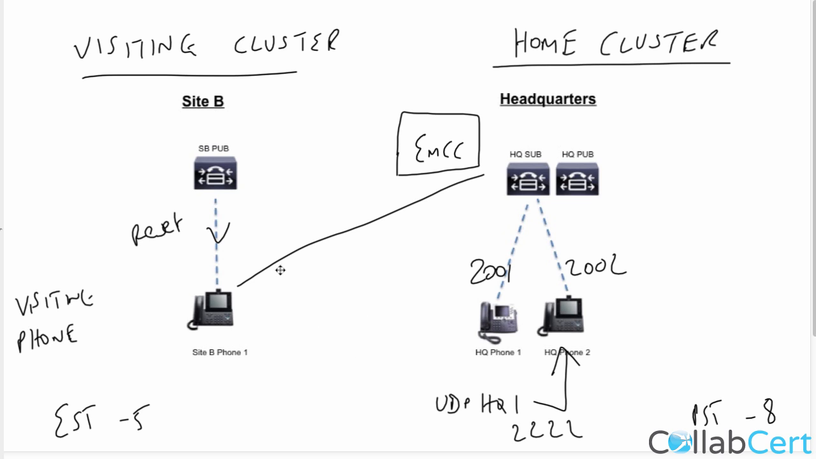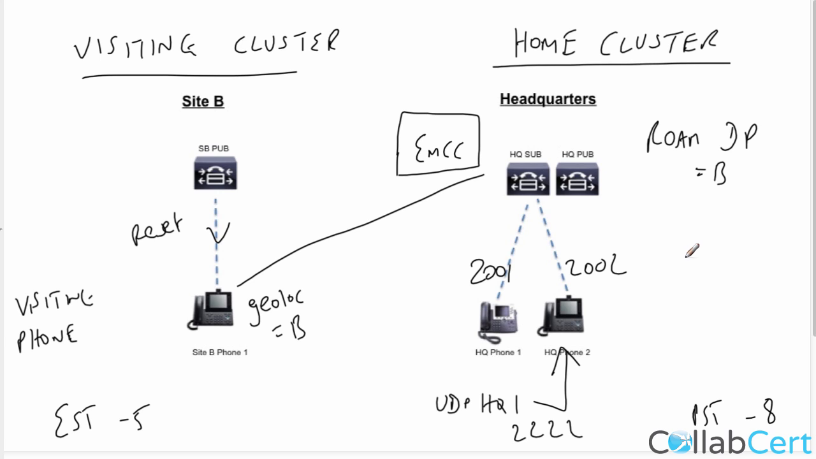What we need to do as part of this registration is we're going to send our geolocation. I'm just going to call it, we're in Site B. The geolocation is going to be sent across to the home cluster as part of the registration, and what we're going to have here is a roaming device pool inside the headquarters for Site B. So we'll have this roaming device pool equal to B.